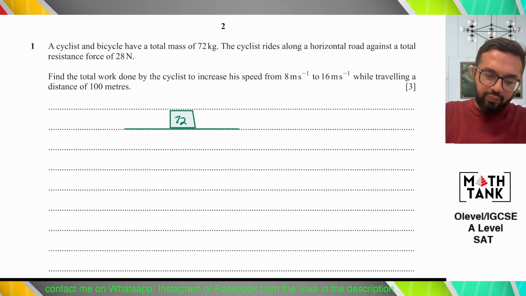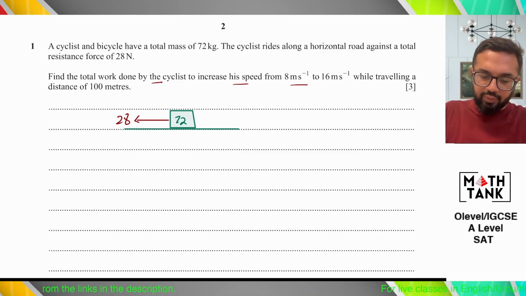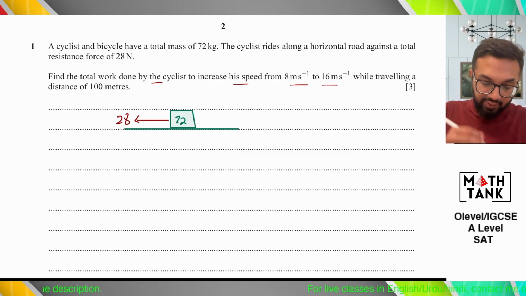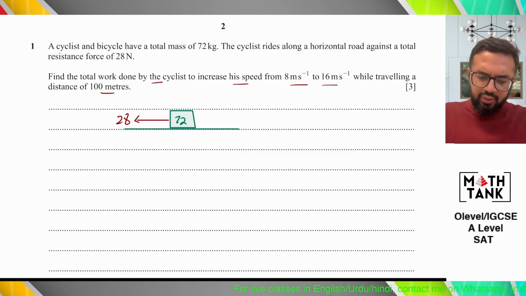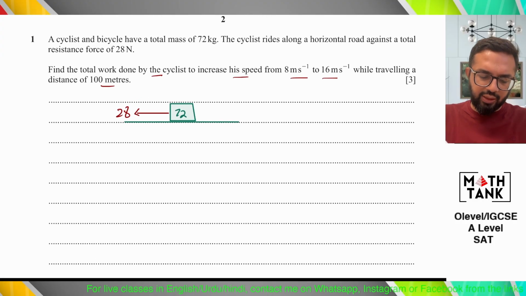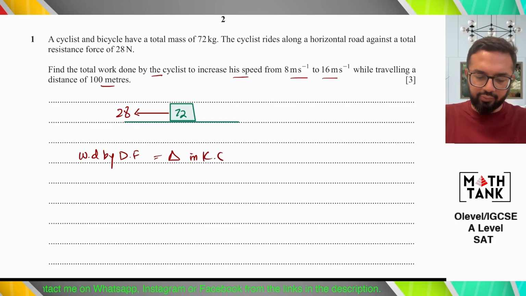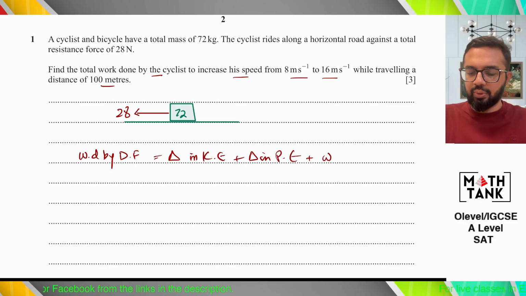The resisting force is 28 newtons. Find the total work done when the speed increases from 8 to 16 while traveling a distance of 100 meters. So I'll just use the energy formula: work done by driving force plus work done by resistance equals the change in kinetic energy.